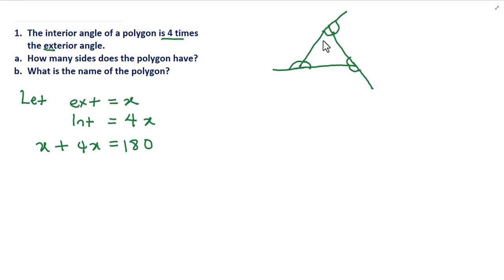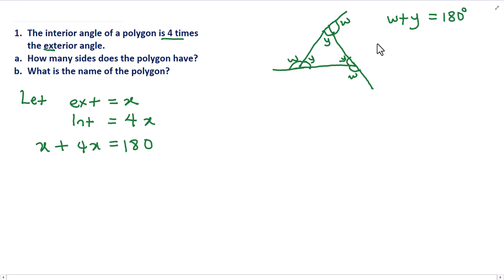If the interior angles happen to be y, and the exterior angles happen to be w, w, and w, then from any instance of your choice, you can see that y plus w is equal to 180 degrees because they are angles on a straight line.